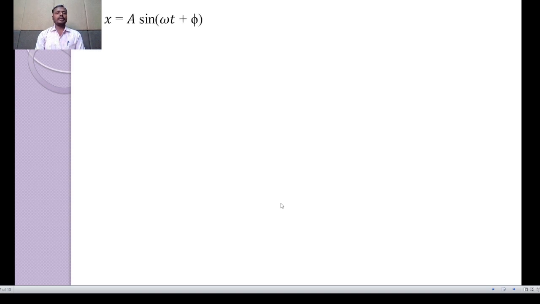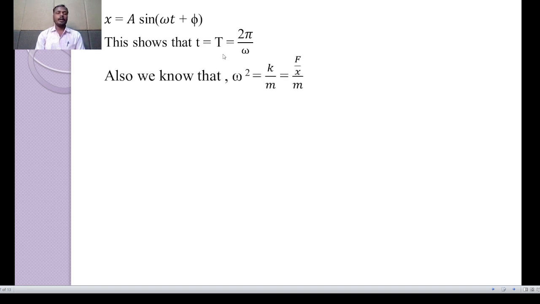Now we know that sine(2 pi plus theta) is equal to sine theta. So we can write x is equal to a sine(omega t plus phi). This shows that small t is equal to capital T is equal to 2 pi divided by omega. Capital T means periodic time or time period.